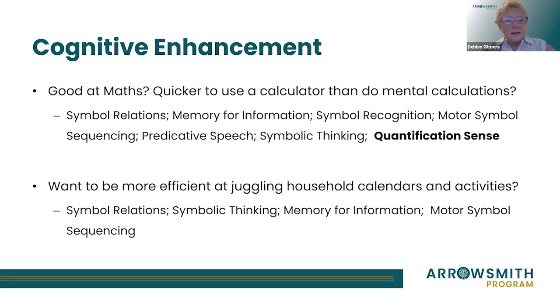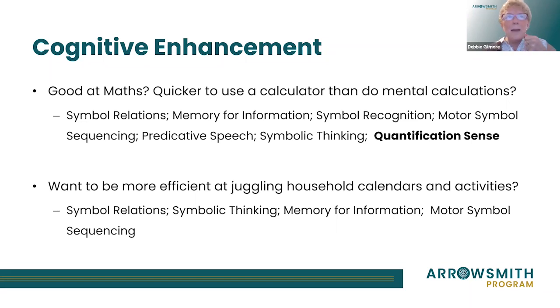There's motor symbol sequencing, so motor planning. There's predicative speech. There's symbolic thinking, that planning aspect of solving something. And there's quantification sense. So if you actually wanted to tweak or get better at mental calculations, that's the one you'd want to enhance. You would want to enhance that quantification sense if that was the particular thing that you wanted to do. So they're the various cognitive functions involved in maths.